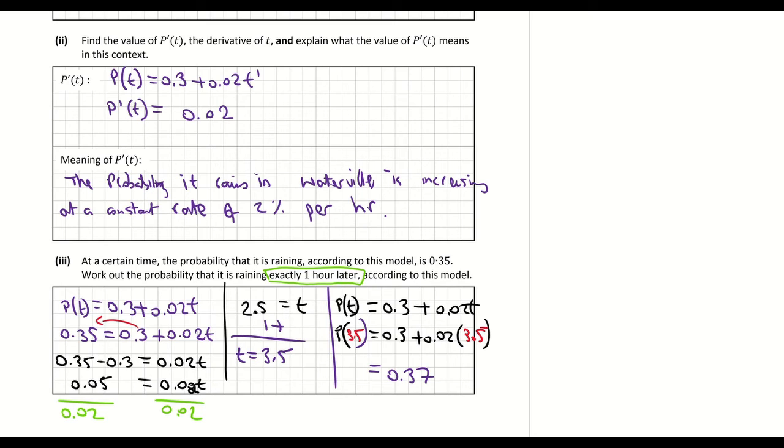Okay, so basically what you had to do is solve for T. That gets you 2.5 hours. It wants the probability an hour later, so that's add on an hour, so 3.5 hours. And then sub that back into your formula. Now, sorry, if you can see it here, that's a plus sign there, not a T, so plus 1 hour. Okay, that's question 7 done.